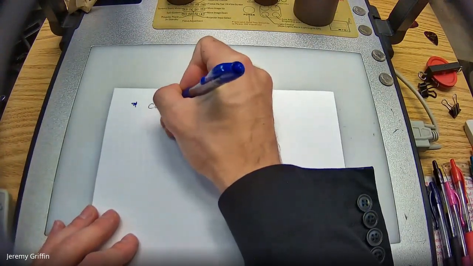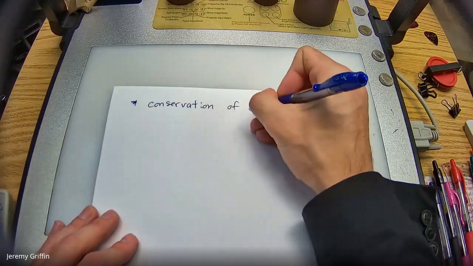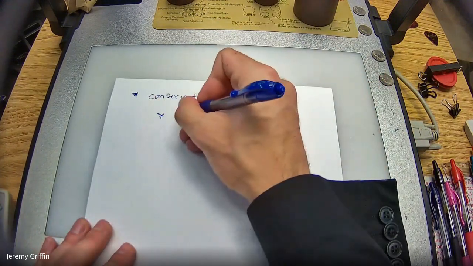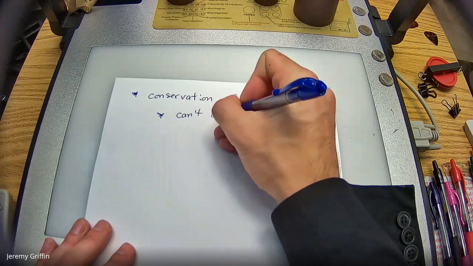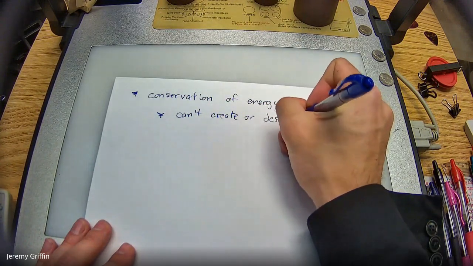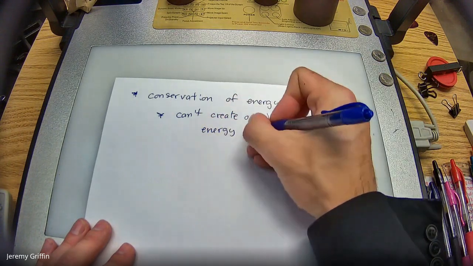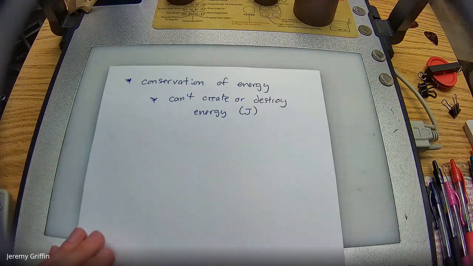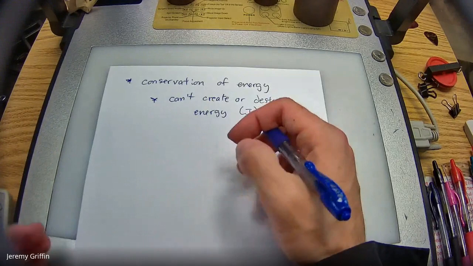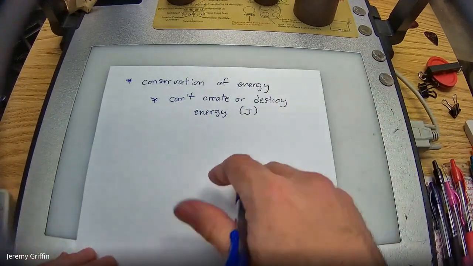So, conservation of energy. Now, conservation of energy means you can't create or destroy energy, which is some number of joules. Right? So if there's like 100,000 joules in a system and say it's a closed system, then you can do any crazy process within that system, but it's going to be the same number of joules.